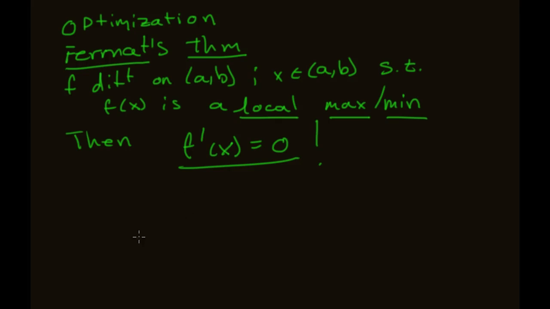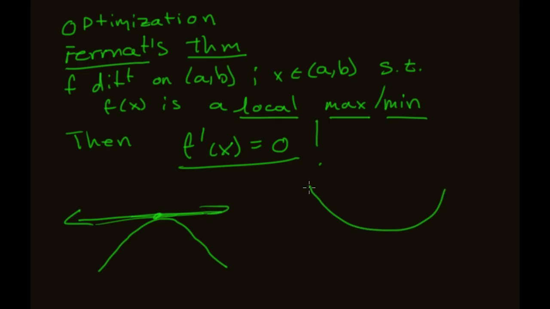This makes sense, because if f has a local maximum, I'm going to get a horizontal tangent here, right? So this means that f prime of x is 0, or if f has a local minimum, I also get a horizontal tangent at that point. It doesn't necessarily mean it happens at an absolute maximum, but it can happen at a local maximum or local minimum.